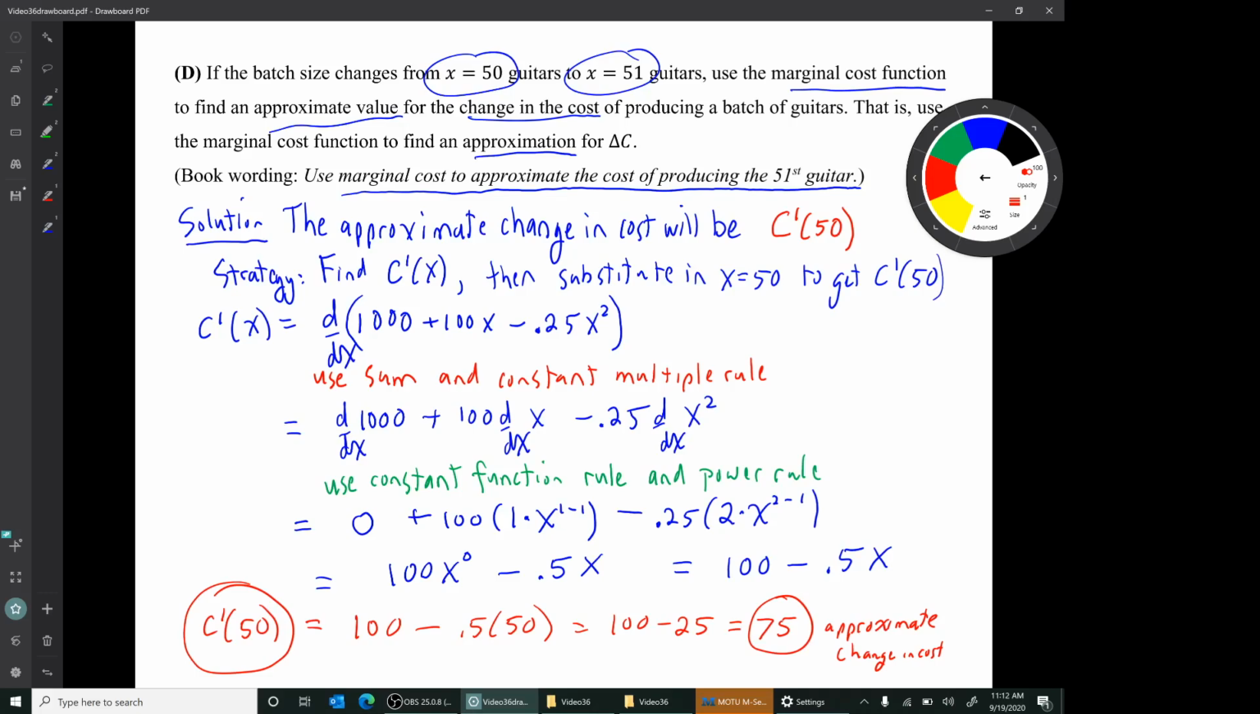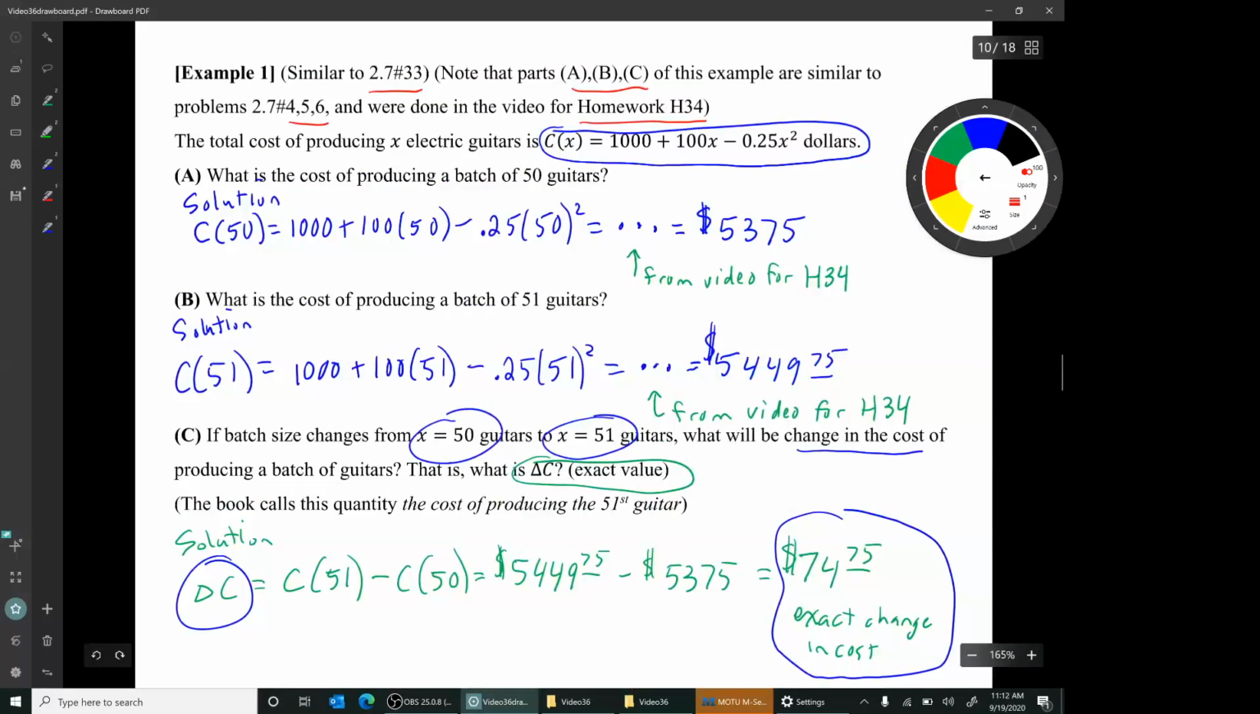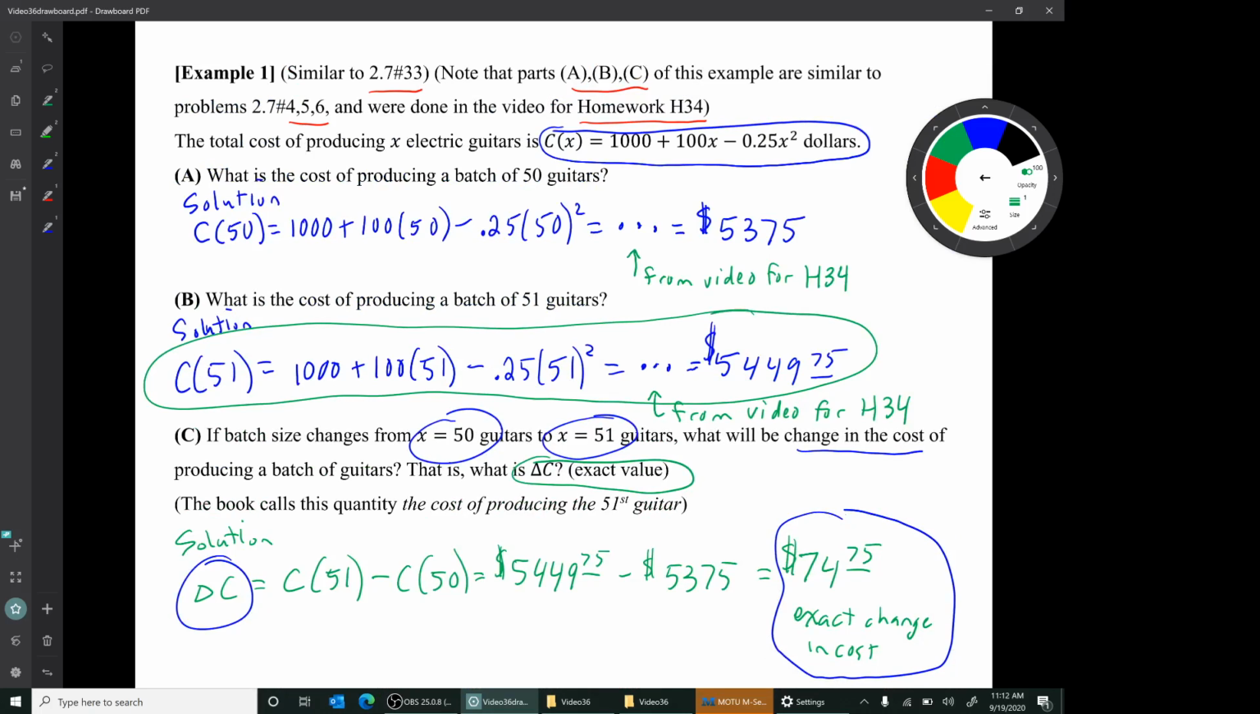And it might seem kind of strange to go through all this when you can just compute the exact change. But remember that in the previous video for homework 34, computing this C of 51 was not terribly hard, but it was hard enough that it was deemed to be scrap paper work. And so in general, a lot of times using a formula to find a value can be a messy thing.